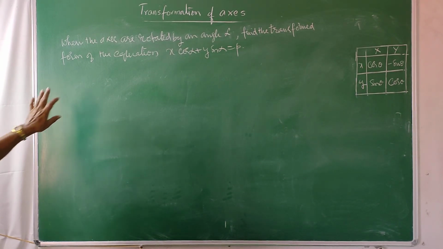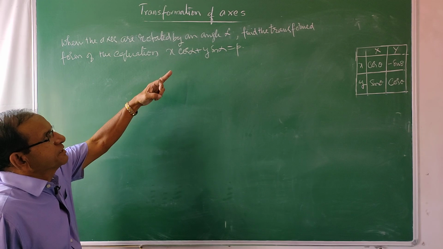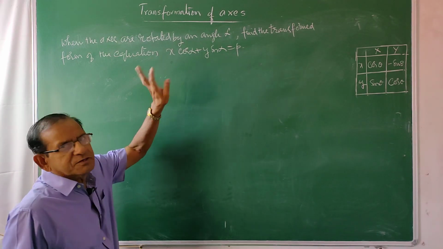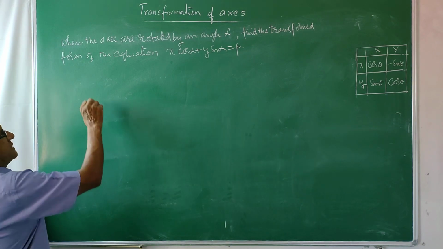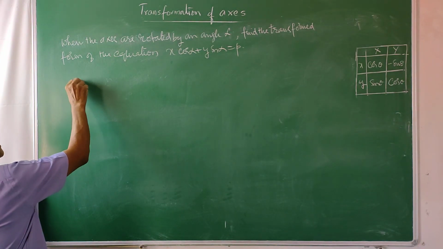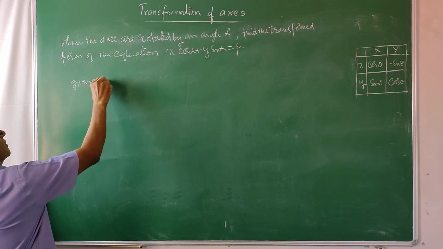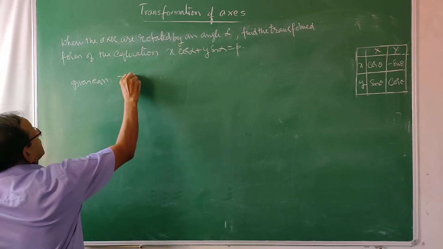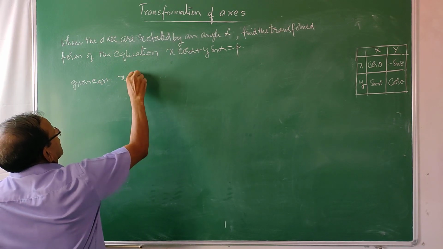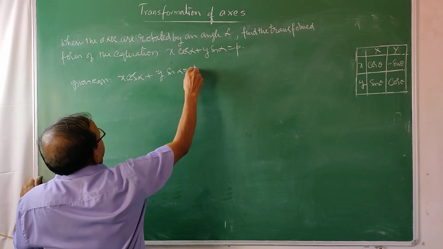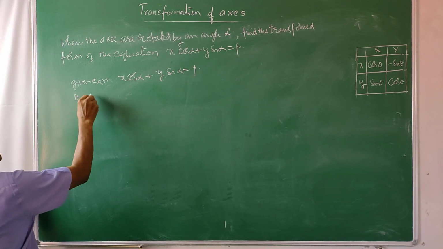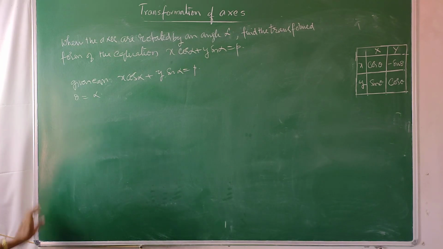Now see this question. Here the angle of rotation is alpha. This is the given equation. What is the transformed form due to rotation? Now let us write the given equation: x cos alpha plus y sin alpha is equal to P. Theta is equal to alpha, that is the angle of rotation.